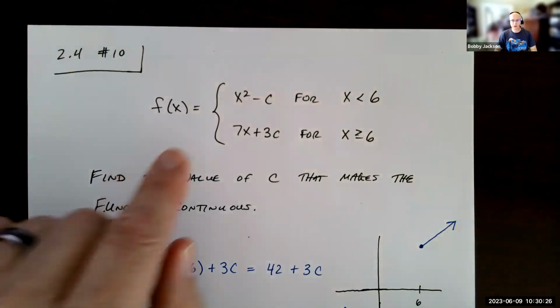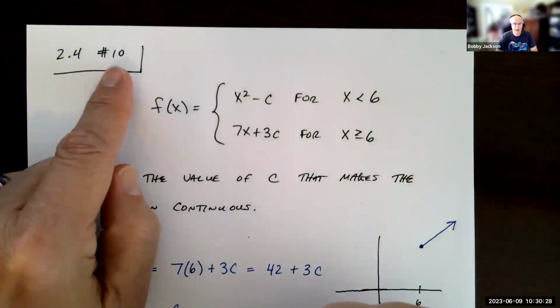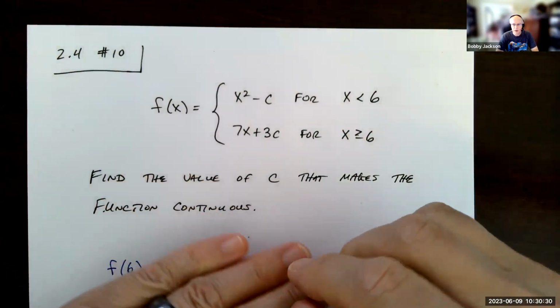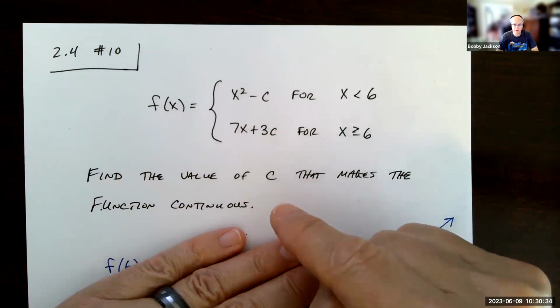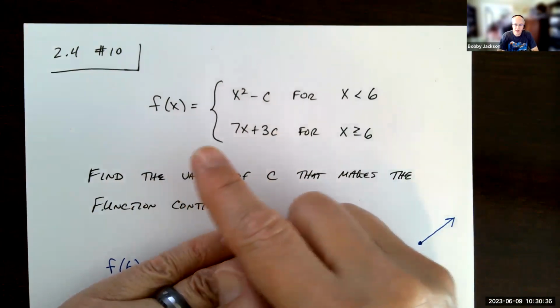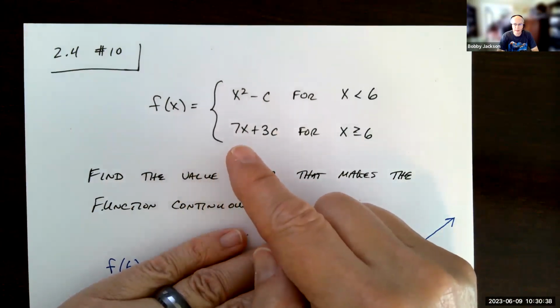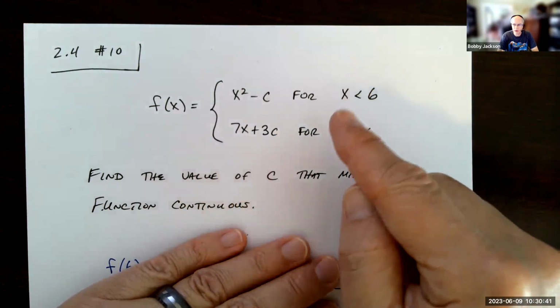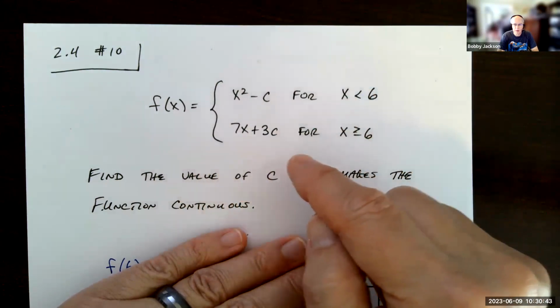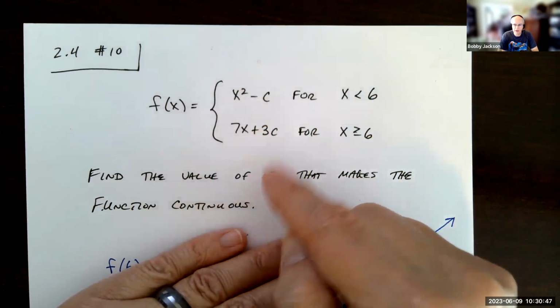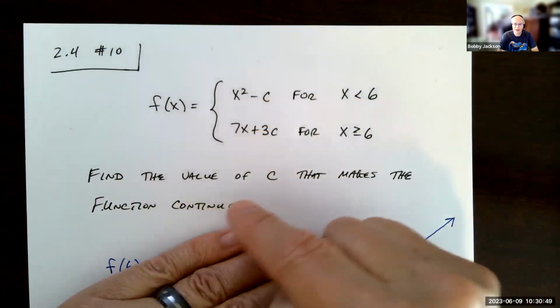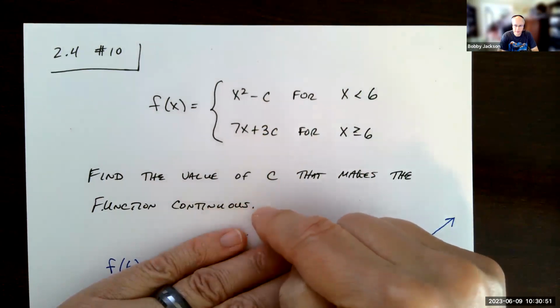All right, let's look at this challenging problem, number 10 in section 2.4. It's not really that difficult, but understanding what's going on can be a little confusing for students. We have a piecewise defined function here. It's defined for all real numbers. And then there's this c involved in the formula, and we're to find the value of c. So c is some real number that makes this function continuous.